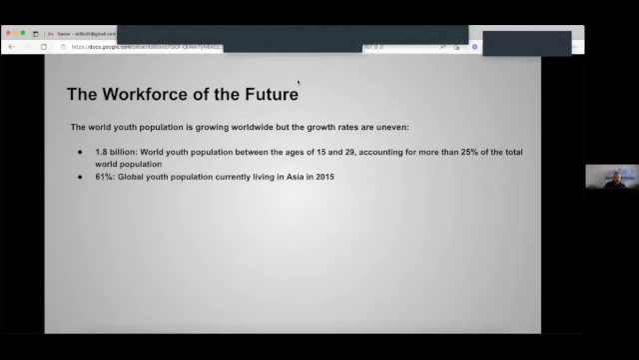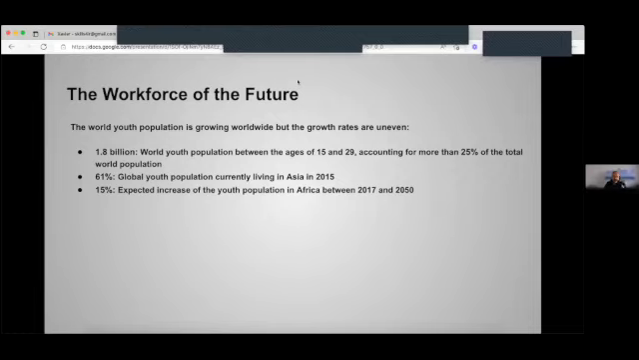Then 61% of global youth population currently, again, oh yes, that is in the year 2015. It was shown that 61% of global youth population lives in Asia. Then a 15% expected increase of youth population in Africa between the years 2017 and 2050. So now that comes closer to home, and I actually went to the research paper where they are expecting that the 15% will be even more by this point in time.